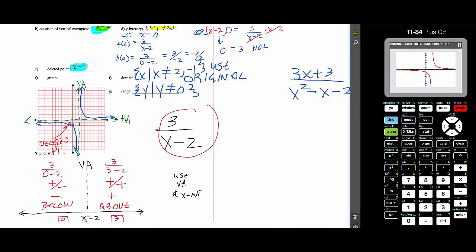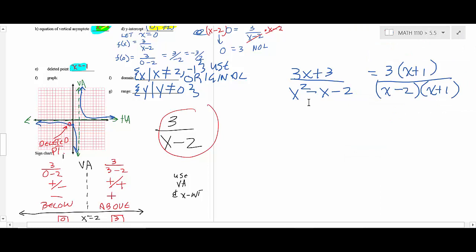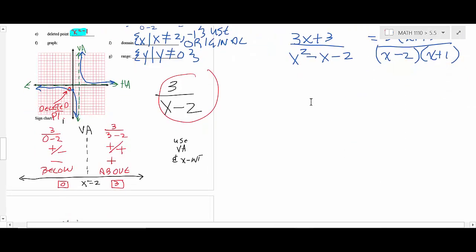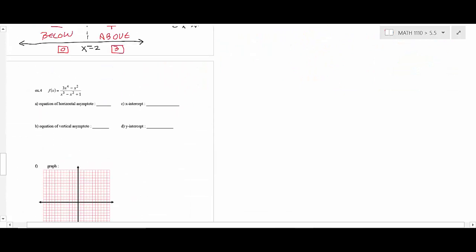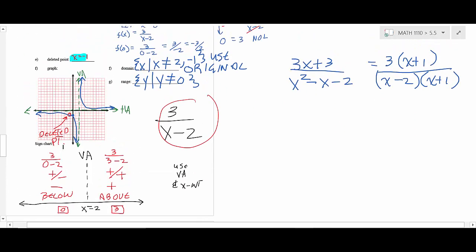Okay, so that's one of the ones that's a little harder to do, but you want to be able to handle this situation when it's got a deleted point in there. This stuff will show up in calculus. All right, is there any questions about what I did on that? Okay, all right, let's do one last one.